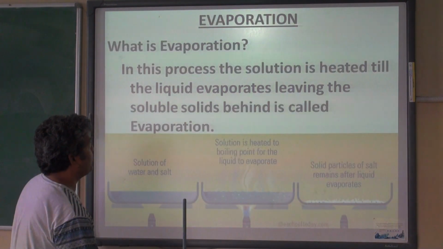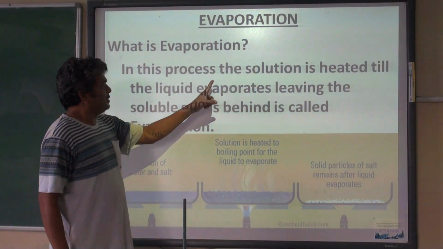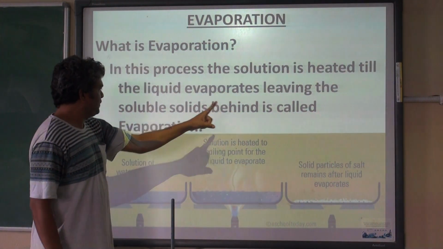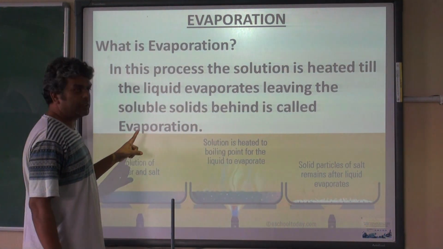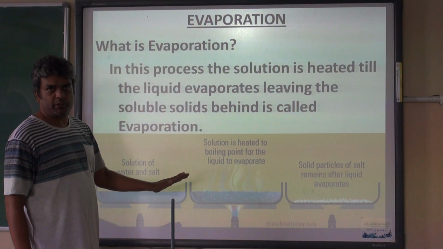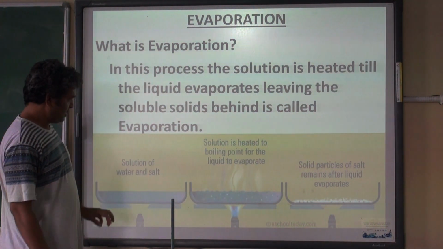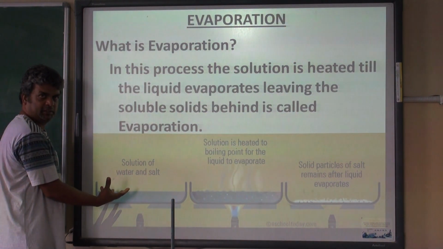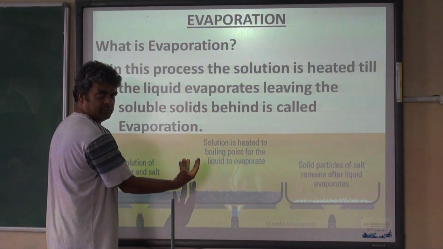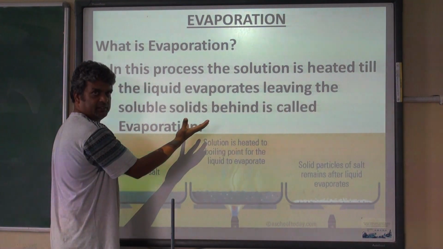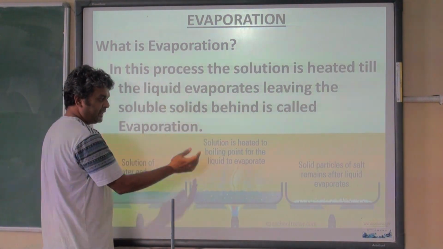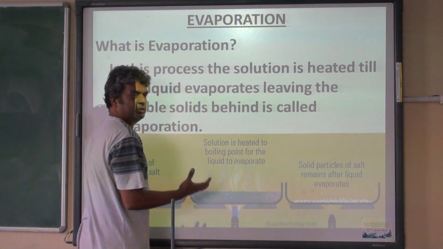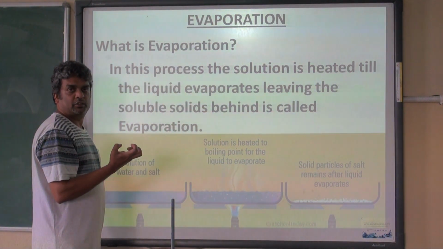Okay, now what is evaporation? In this process, the solution is heated till the liquid evaporates, leaving the soluble solids behind. This is called evaporation. Now a diagram is shown here, an image is here, you can see it. Okay, I have salt solution, I mix salt into the water and I put it into a container, and that same container I heat it. All the water evaporates, it goes up into the air as water vapor, and then when the water evaporates fully, you will find the salt remaining. So you get back the soluble salts.